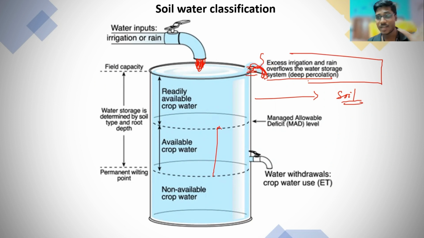Okay, first I will give the example of a water tank, then only we will compare it to the soil. So this is a simple example. When a water tank is being filled, at a certain point an outlet is there, and after this outlet, excess water will not be there in the water tank. There will be another outlet, the excess outlet, to remove the excess water.